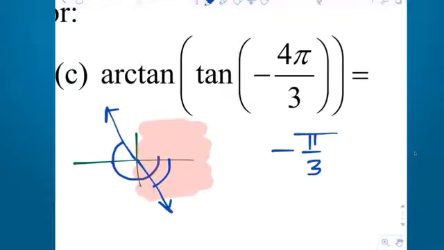See how fun it is? It's a very systematic process. Figure out where the angle lives, find the reference angle, and then determine what the sign is, and then get to the other quadrant where it's the same sign, and then it's the same reference angle.